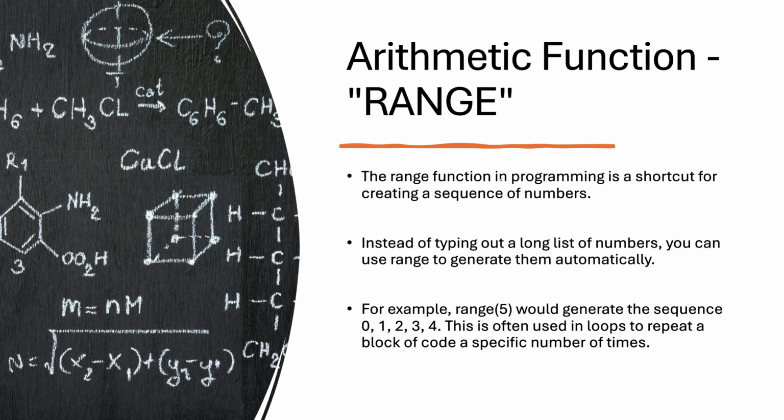Next, we have the range function. The range function in programming is a shortcut for creating a sequence of numbers. Instead of typing out a long list of numbers, you can use a range to generate them automatically. So for example, in Python, you say print range 5, and it will just print 0, 1, 2, 3, 4. The reason it doesn't go up to actual 5 is that 0 is a value. In some languages, the first index is 0.